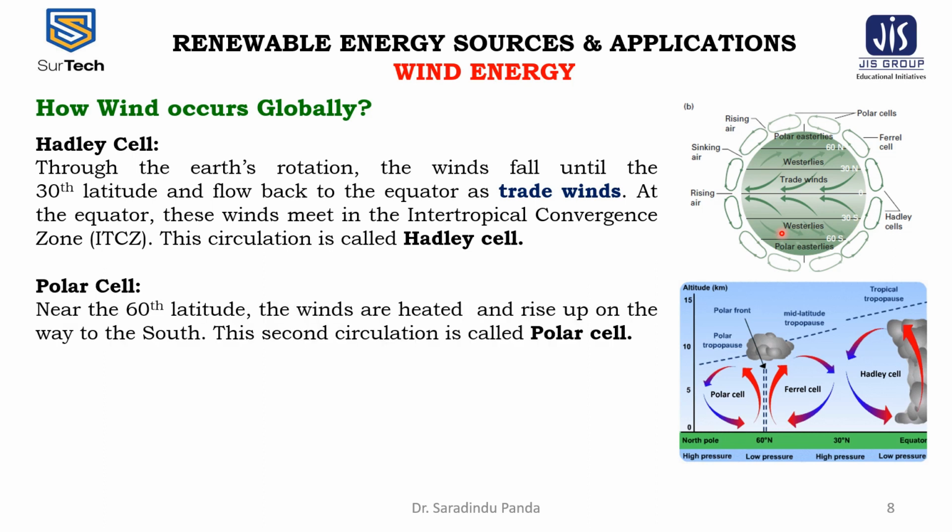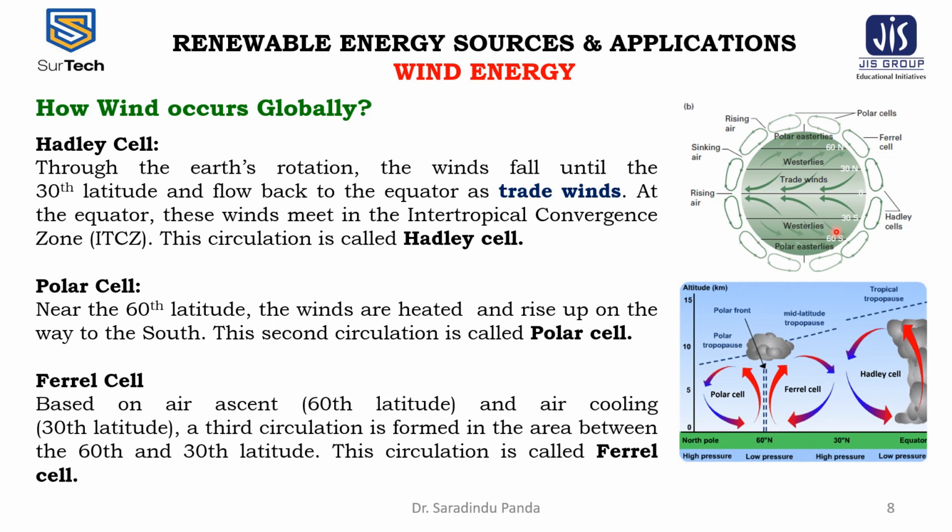Now the polar cell near the 60th latitude. So near the 60th latitude, the winds are heated and rise up on the way to the south. This circulation is called the polar cell. Now come to the third cell, that is the Ferrel cell. Based on the air ascent at the 60th latitude and the air cooling at the 30th latitude, a third circulation is formed in the area between the 60 degree and the 30 degree latitude. This circulation is called the Ferrel cell.